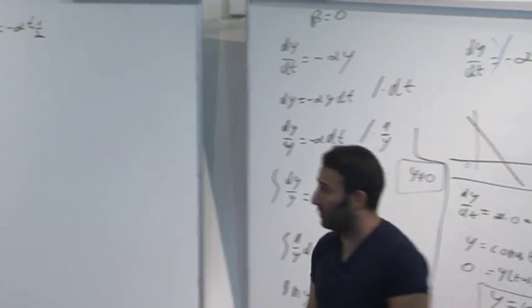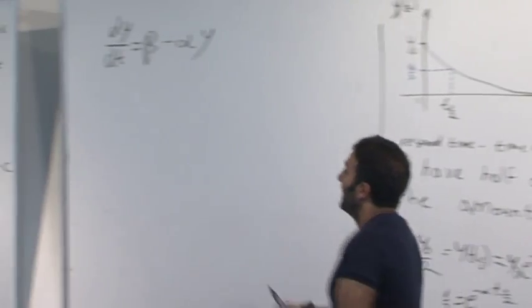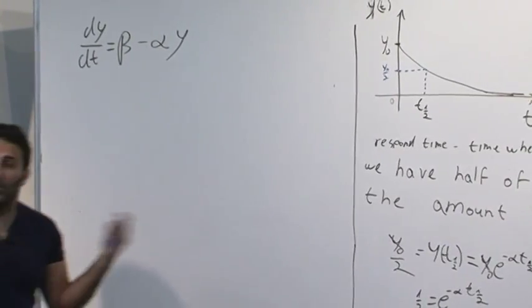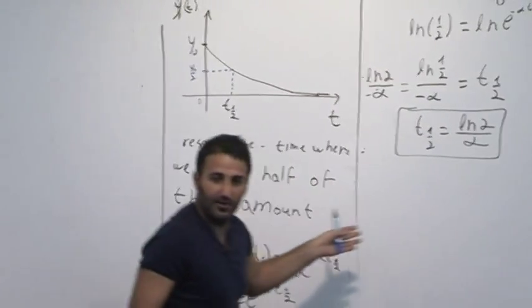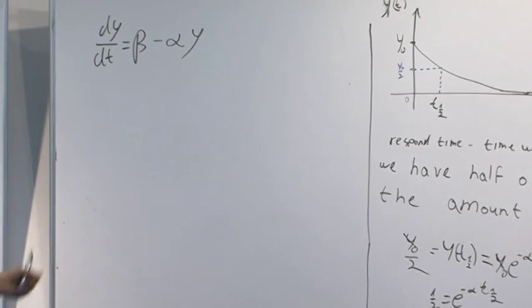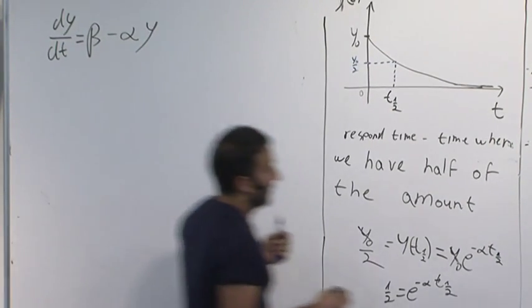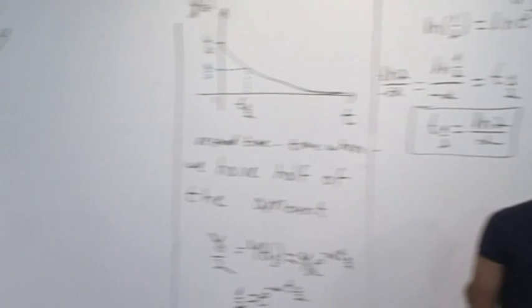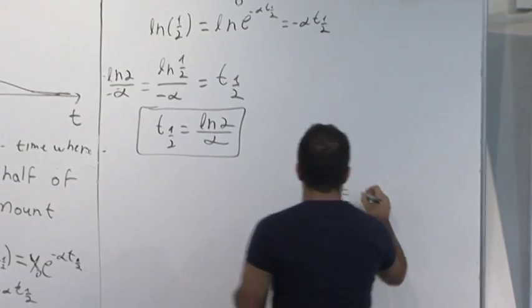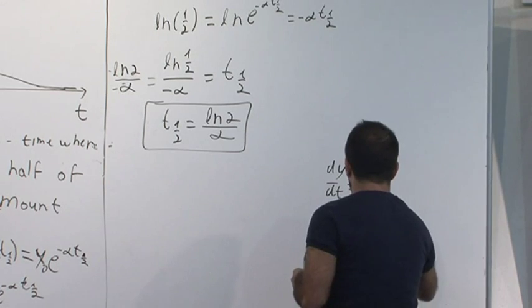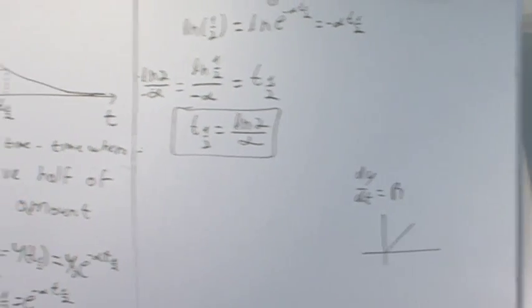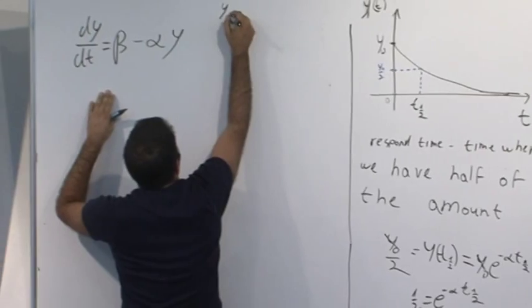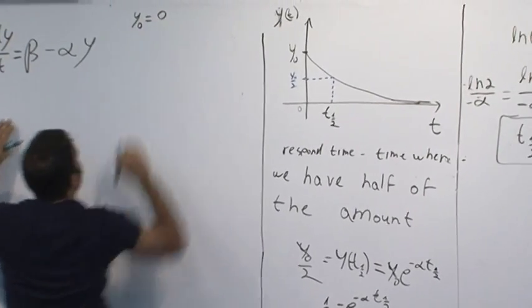So what we need to do is guess the solution. How will we guess? We will guess by the two solutions that we already saw. What do I mean? You remember when we saw the solution for dy over dt equals beta, and we said it's an increasing function, right? So we can guess that if we start from 0 amount, we'll solve it for the specific case of y0 equals 0.